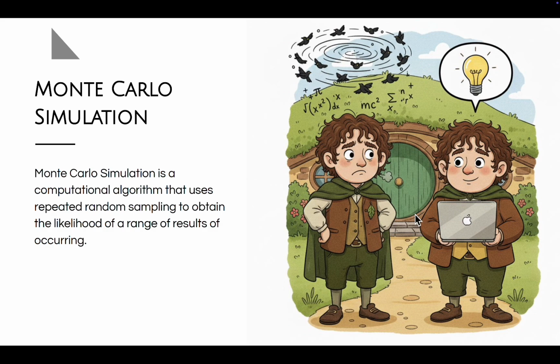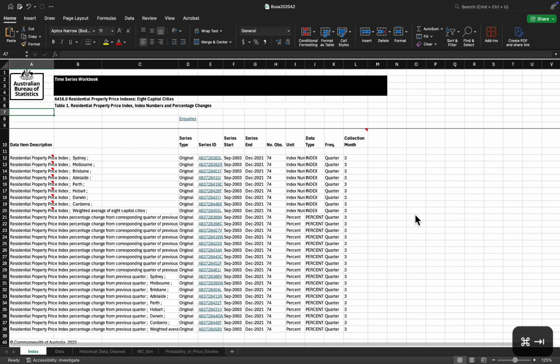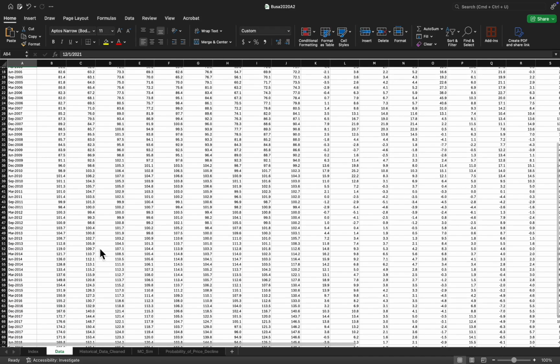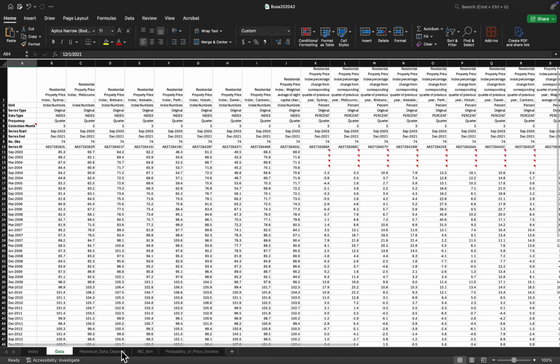Here I have the residential property price index dataset downloaded from the Australian Bureau of Statistics website. This worksheet illustrates how prices have fluctuated every 3 months from 2003 to 2021. We can see the ups and downs. Some years prices jumped while others fell.